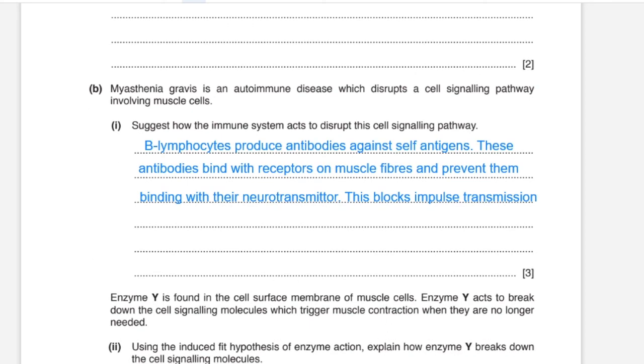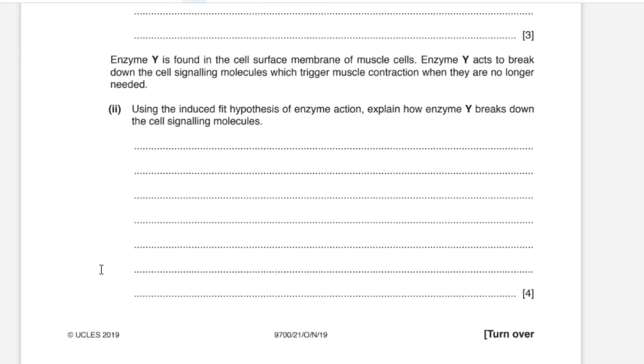Enzyme Y is found on the cell surface membrane of muscle cells. Enzyme Y acts to break down the cell signaling molecules which trigger contraction of muscles when they are no longer needed. 2. Using the induced fit hypothesis of enzyme action, explain how enzyme Y breaks down the cell signaling molecules.